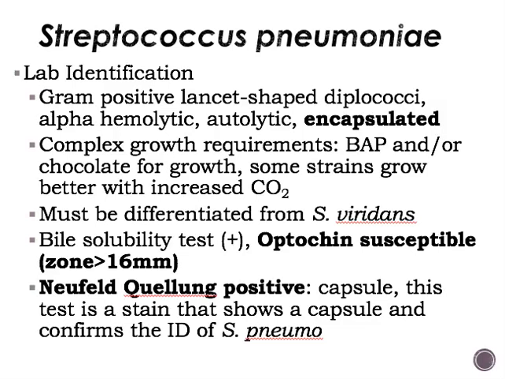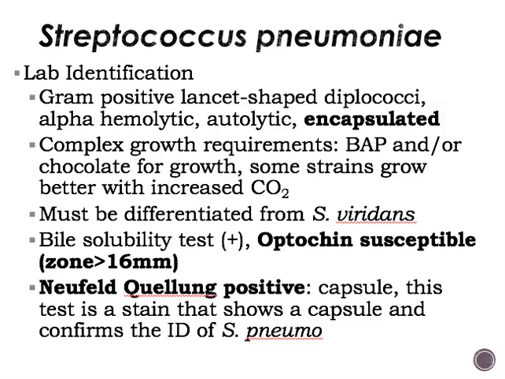Because of that capsule, and this is true not just for Strep pneumoniae, but for other organisms that produce a capsule, they can become extremely mucoid, which is kind of like snotty looking on the plate. They're autolytic, which means as they age, the center of the colony will collapse. And again, they can become gram-negative with age.